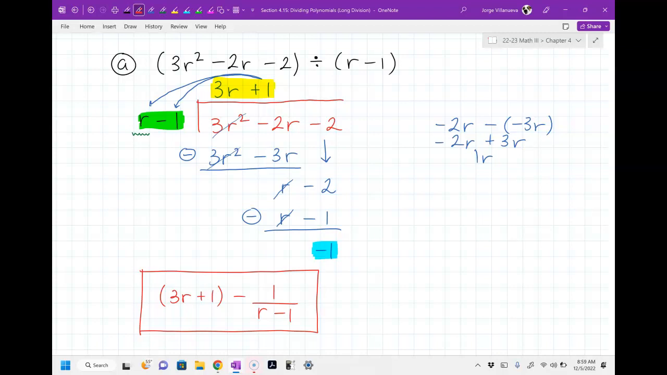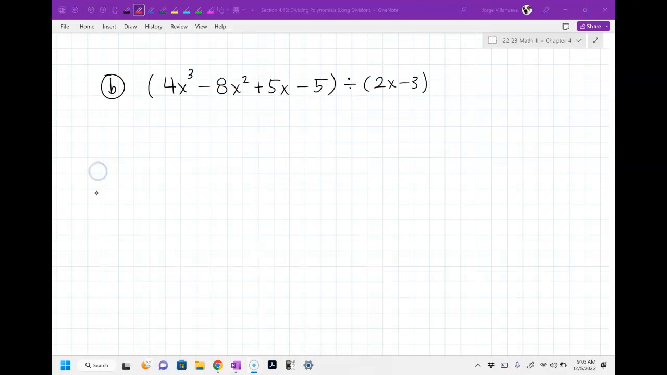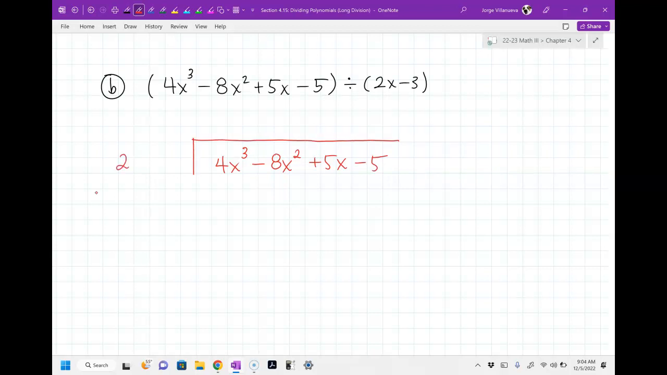Now this one was an easier one. Okay? We're going to do a little harder one right now. Okay? All right, so let's do the last example here. Let's start writing this out the way it's supposed to look, right? So the 4x cubed minus 8x squared plus 5x minus 5 goes on the inside here. And on the outside, 2x minus 3.